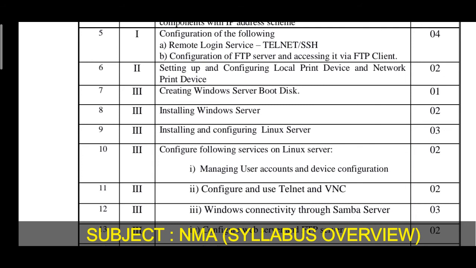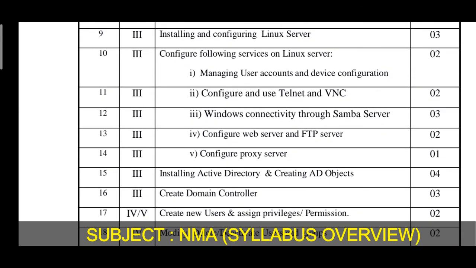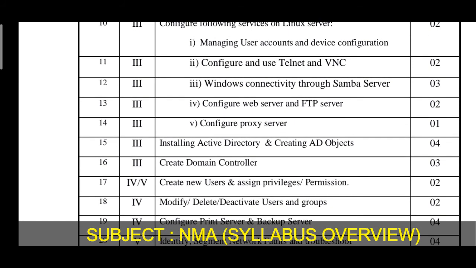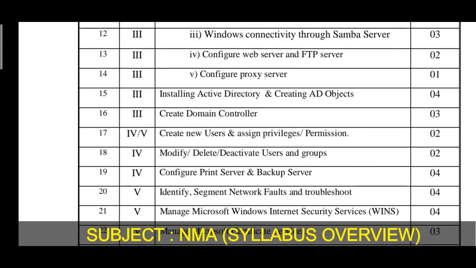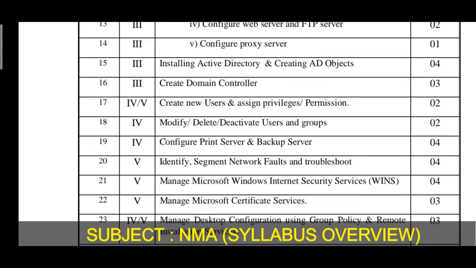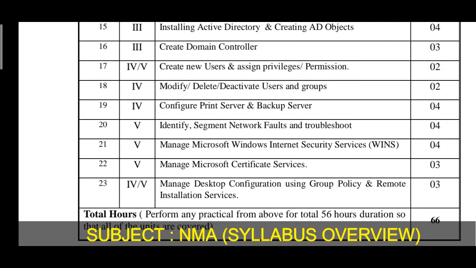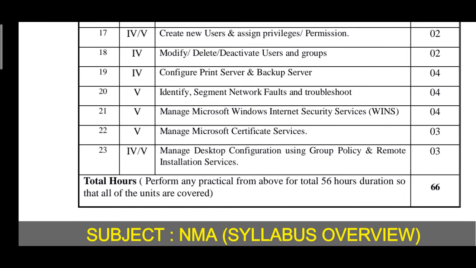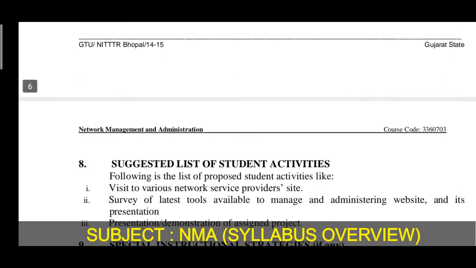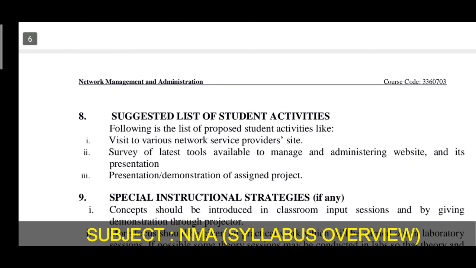Creating a Windows Server bootable disk, installing Windows Server, installing and configuring Linux Server, and then managing user accounts and device configuration based on Linux Server, then Telnet and VNC configuration, then Windows connectivity through Samba Server, web server, FTP server configuration, proxy server configuration, and so in total 23 practical sessions in network management system. You perform any of these practicals for the total 56-hour duration so that all units are covered. Dear all students, this is our practical list, and now the suggested list of student activities.